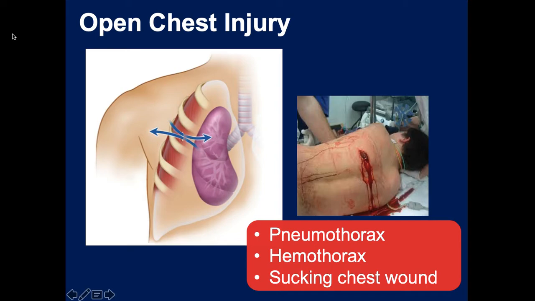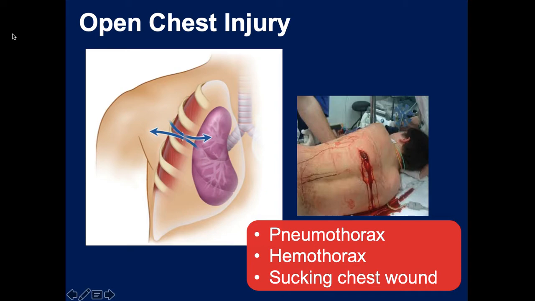Open injuries are probably the most common that we see, and this is from penetrating trauma, gunshot wound, stabbing. Whatever the projectile, the sharp object enters the thorax, whether it's posterior like you see in the picture here, or anterior or lateral, and it compromises the pleura, and it can compromise the lungs themselves.